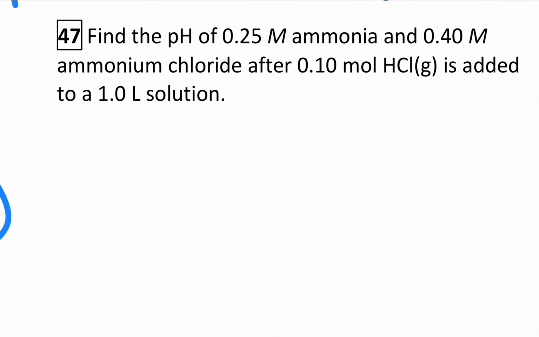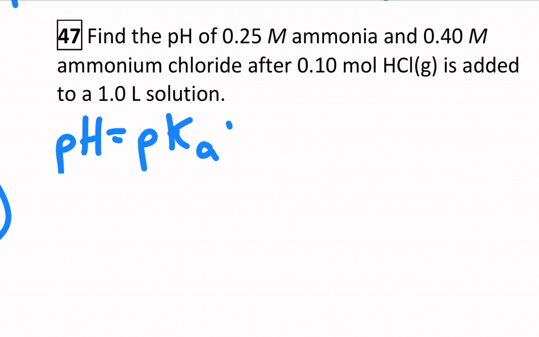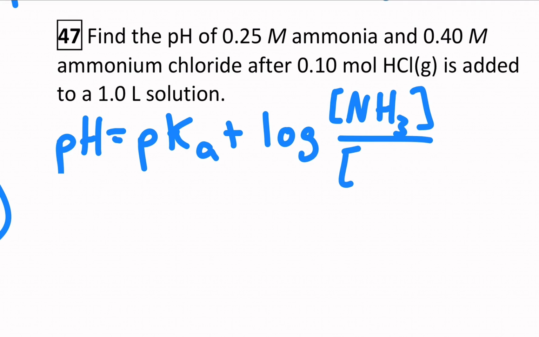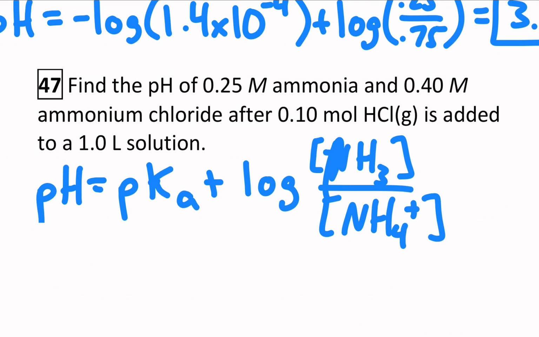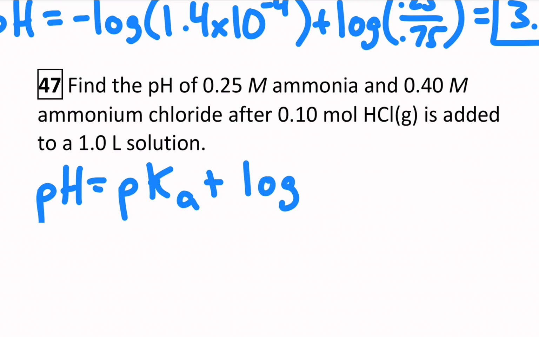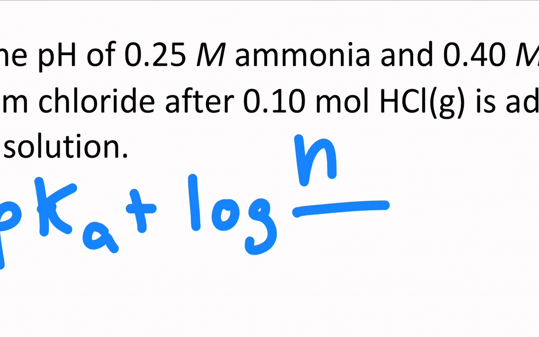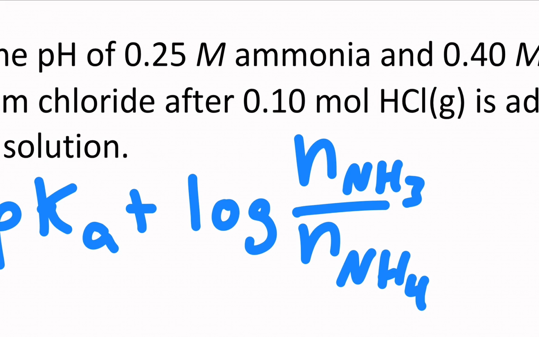All right, how do we use the buffer equation to solve for what happens after you add some acid? I'm going to rewrite the same equation, pH equals pKa, plus the log of the ammonia over the ammonium. But here I'm actually going to take a page from what we just set up above about using moles instead. Let's actually change those to mole values, and you'll see why. The moles of ammonia over the moles of ammonium.